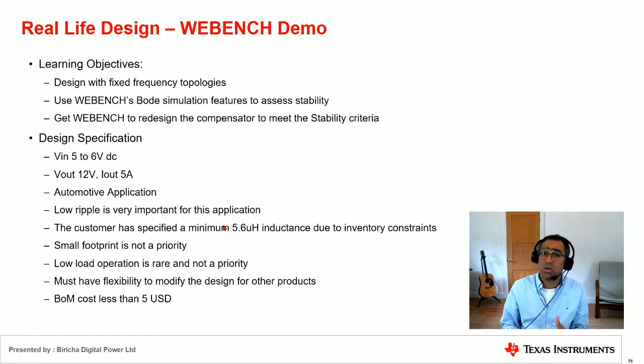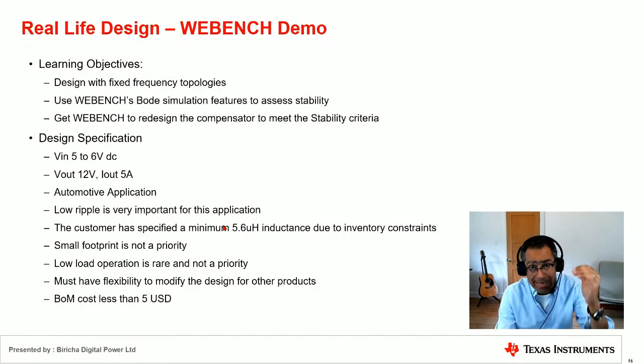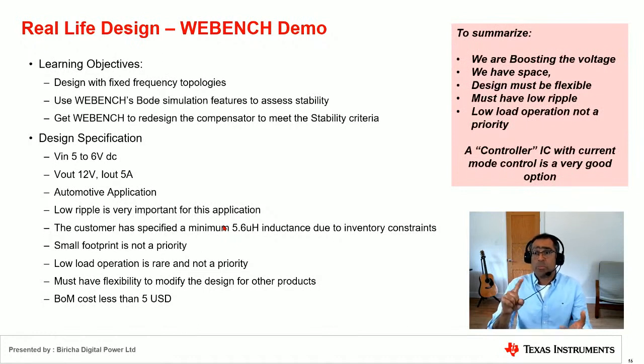A small footprint is not a priority. And low load operation is rare and therefore not a priority. We must have flexibility to modify the design for future other products, and the BOM cost needs to be less than $5. And you can see immediately now we've got a bunch of filters. To summarize, we are boosting the voltage, we have the space, design must be flexible, we must have low ripple, and low load operation is not a priority. So based on that and what we've talked about so far, a controller IC with current mode control seems to be a very good option, and we're just going to design one in a moment.